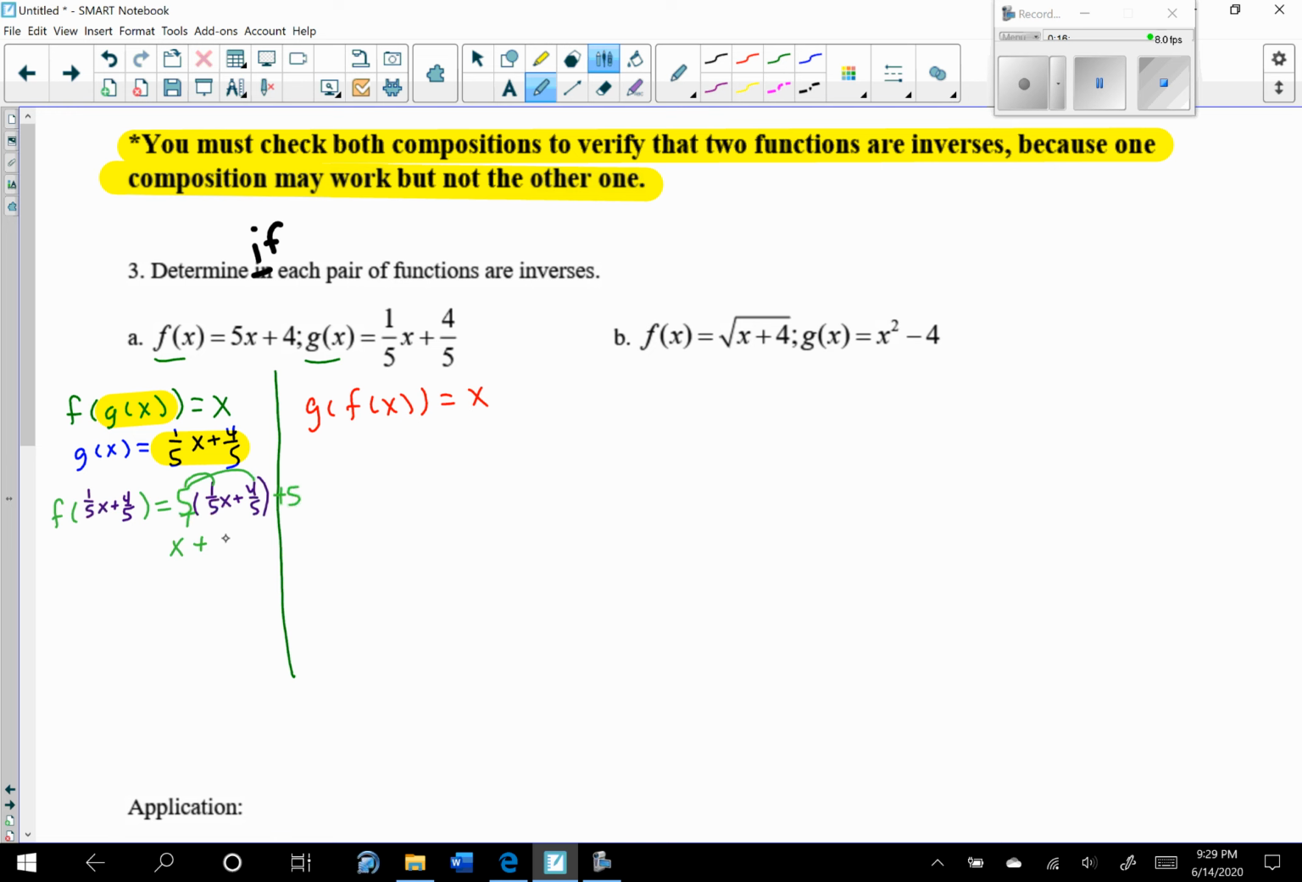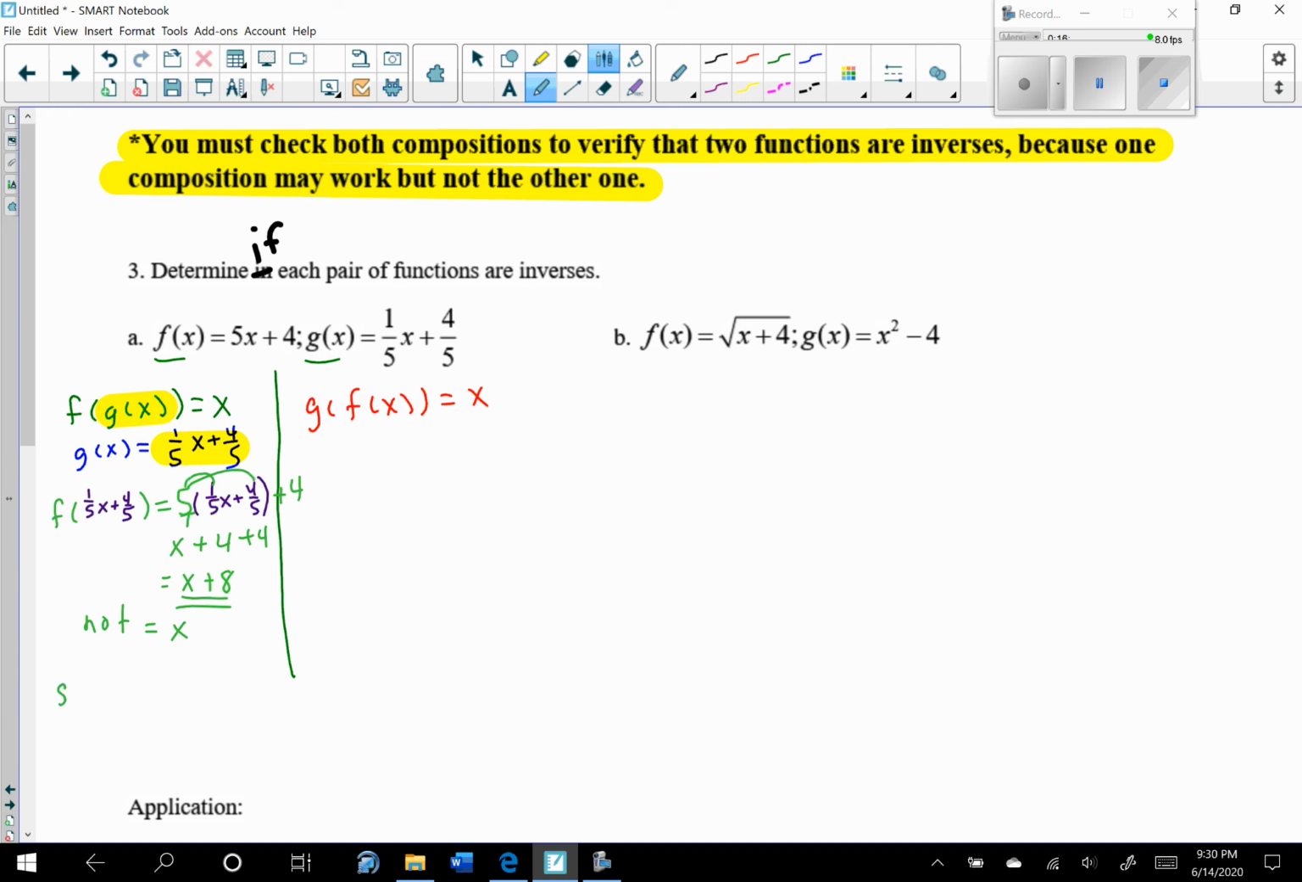plus 4. Something's not right. Oh, it's 5x plus 4, not 5x plus 5. Sorry. So 5x plus 4, that 4 should have been 4 there. So 5 times 4/5 gives me 4. And then we have plus 4. So notice these 4's do not cancel out, so that gives me x plus 8. So right away, this is not equal to x.